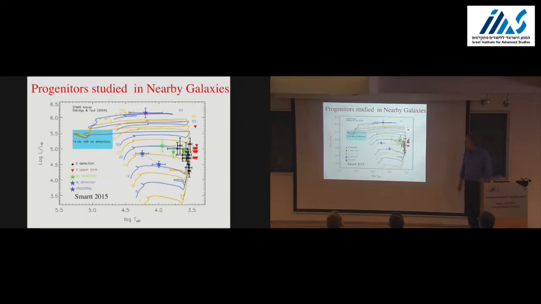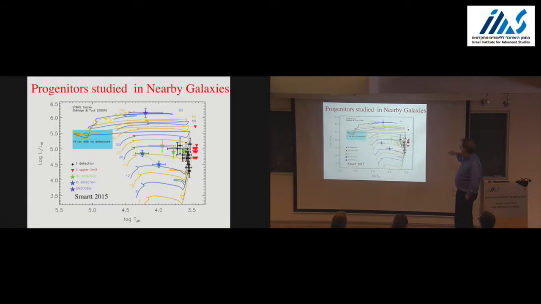So this is another plot. Avishai didn't really show this, but this is just from one of the review articles by Stephen Smartt, a summary of the progenitors in nearby galaxies. These are HR diagrams of different mass stars. The black circles are where progenitors appeared in distant galaxies for type 2p. And the mass, as I'm going to talk about, is inferred by basically which star can reach this point.